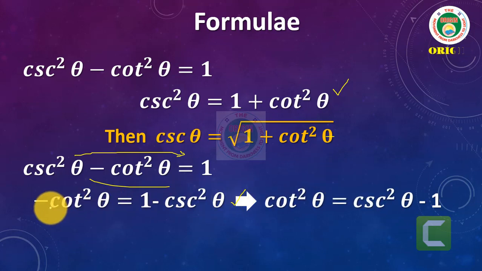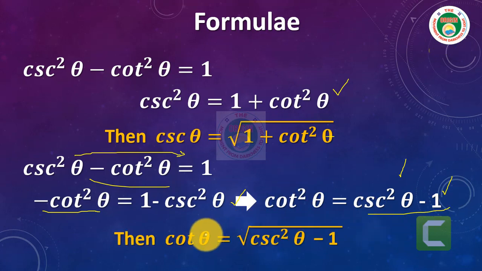Next, if you are multiplying with the minus sign, minus into minus becomes plus, minus into plus becomes minus 1. That is cot square theta equal to cosecant square theta minus 1. Then cot theta equal to, converting the square into square root, square root of cosecant square theta minus 1. That is cot in terms of cosecant.